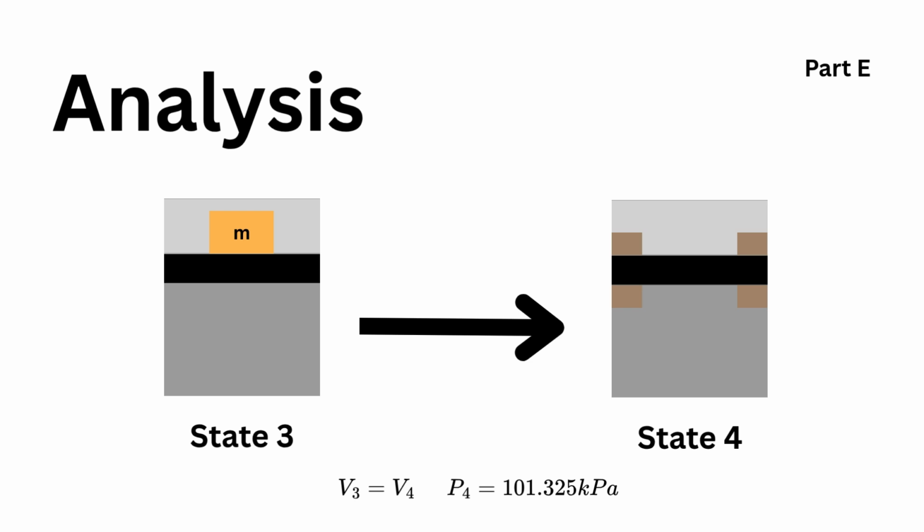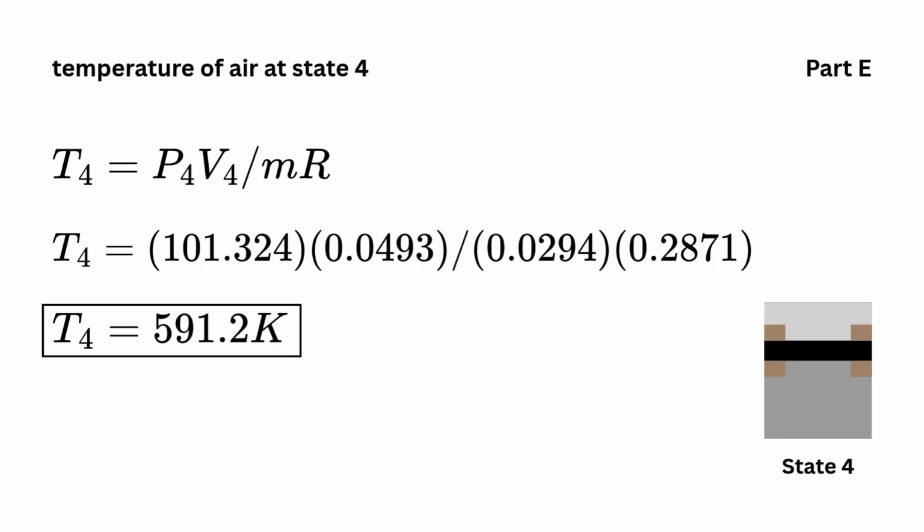Now moving on to our analysis from state 3 to state 4, one thing we must note is that the volume remains constant here, so V3 is equal to V4. And we are also told in the problem that pressure at state 4 is equal to the atmospheric pressure, which is 101.325 kilopascals. To determine the temperature of air at state 4, we go back to our ideal gas law, this time isolating for temperature. When we plug in our pressure, volume, mass, and our gas constant, we get that temperature at state 4 is equal to 591.2 Kelvin.